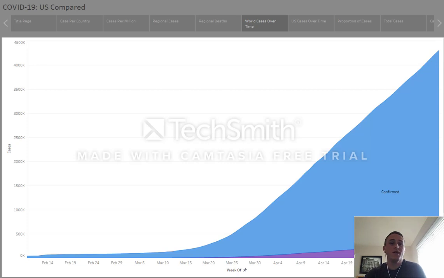basically indicates the number of tests that are being performed. There's a lot more testing the further we go on with time as tests become available. More tests in numbers and then just different kinds of tests to confirm these cases.